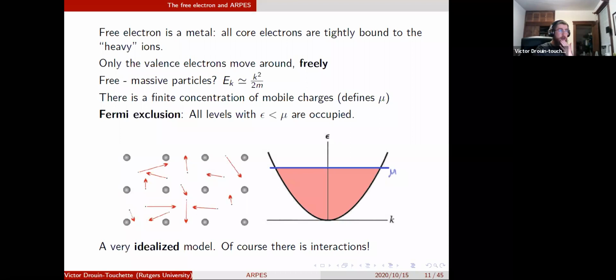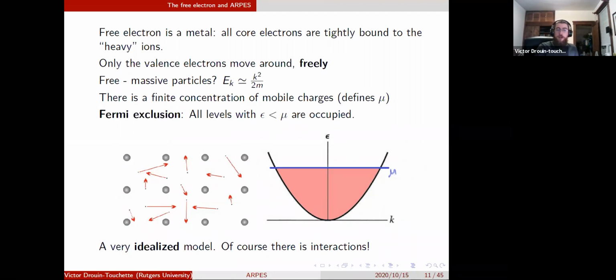Okay, so the free electron in ARPES is an important subject, because to understand how well ARPES describes materials, you have to understand the free electron model and how we can come to have a really good hold on the behavior of metals.